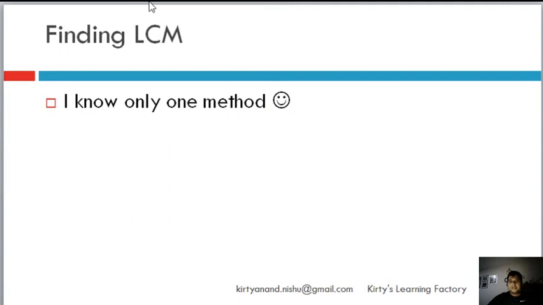Now let's go to LCM. I only know one method basically in this one. There is another method of prime factorization which is given in the book, but I don't like it. I just like the simpler method. Basically it's prime factorization only, but we will factorize all the numbers simultaneously. So let's pick up three numbers: 6, 12, 15.